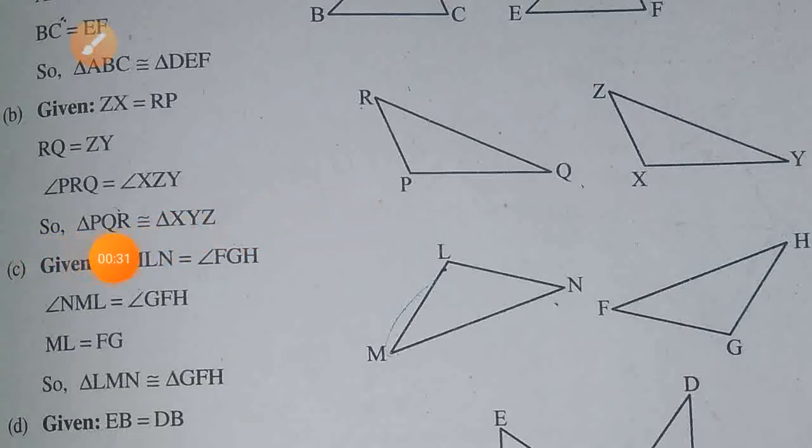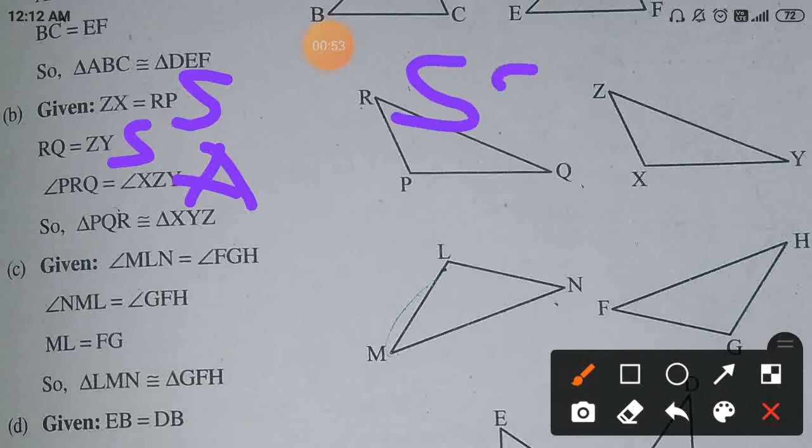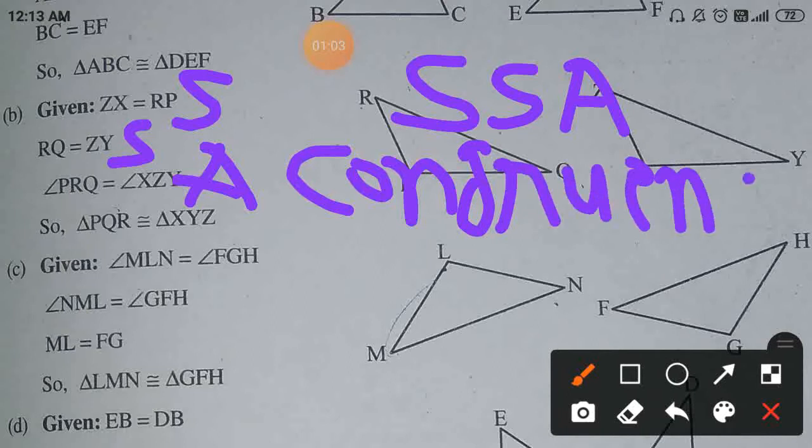So triangle PQR is congruent to triangle XYZ. In this we are using the congruency criteria, that is, this is side, this is also side and this is angle. So we can say that we are using here SAS congruency criteria.